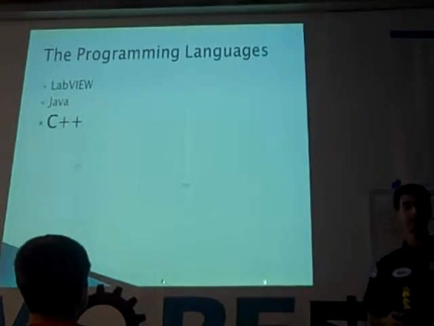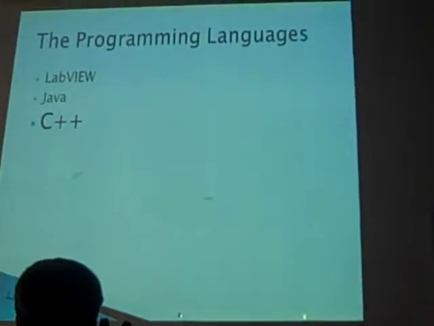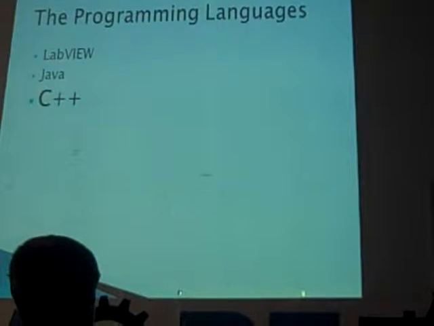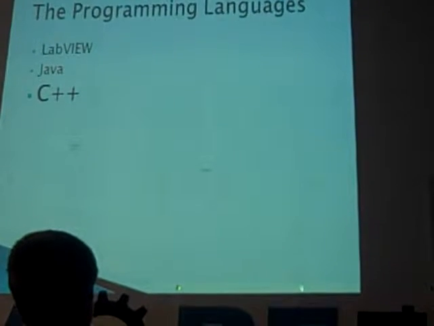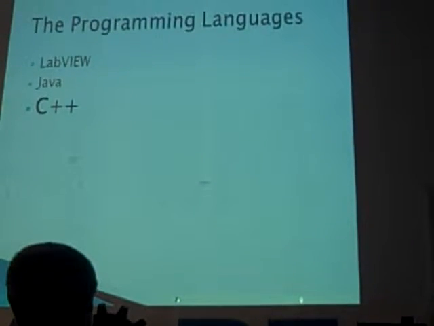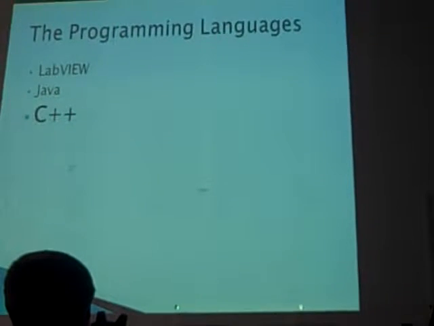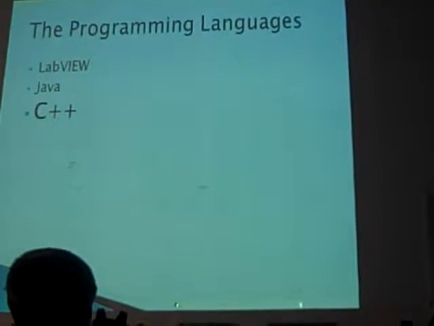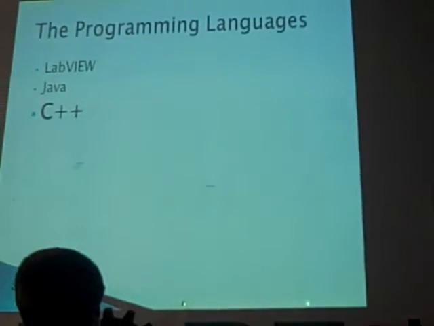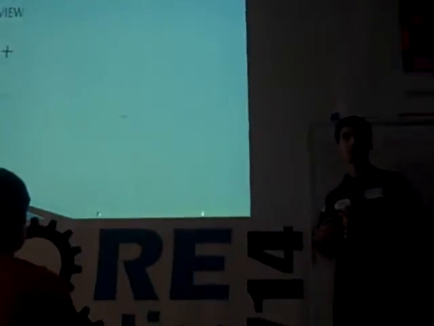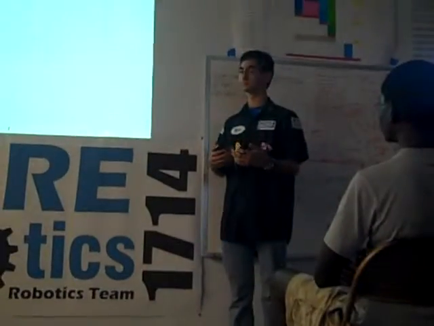There are three programming languages that teams can choose from. The first is LabVIEW, which is basically a picture-based language. Just drag and drop what you want to make the robot go. The second is Java, which is a text-based language, so you type out the code you want. And the third, which is what we use, is C++. It is very similar to Java, but it's slightly faster.